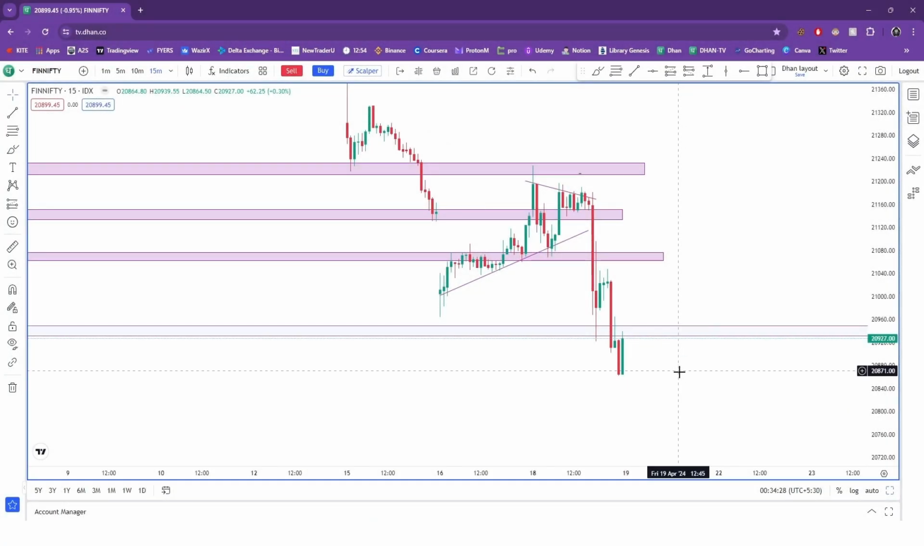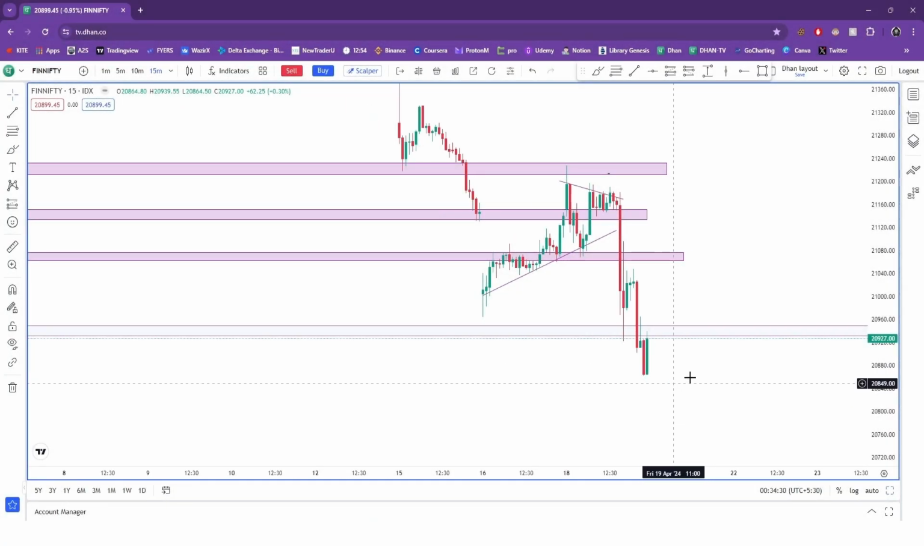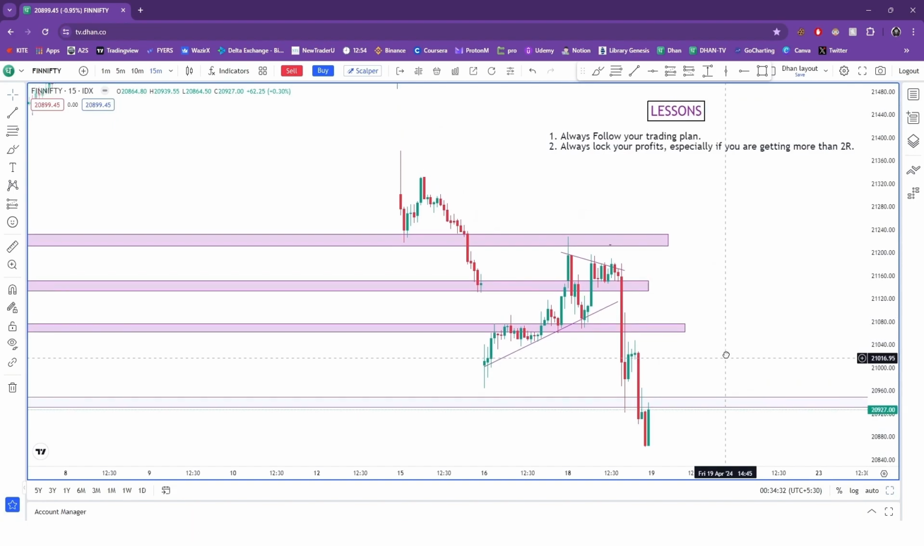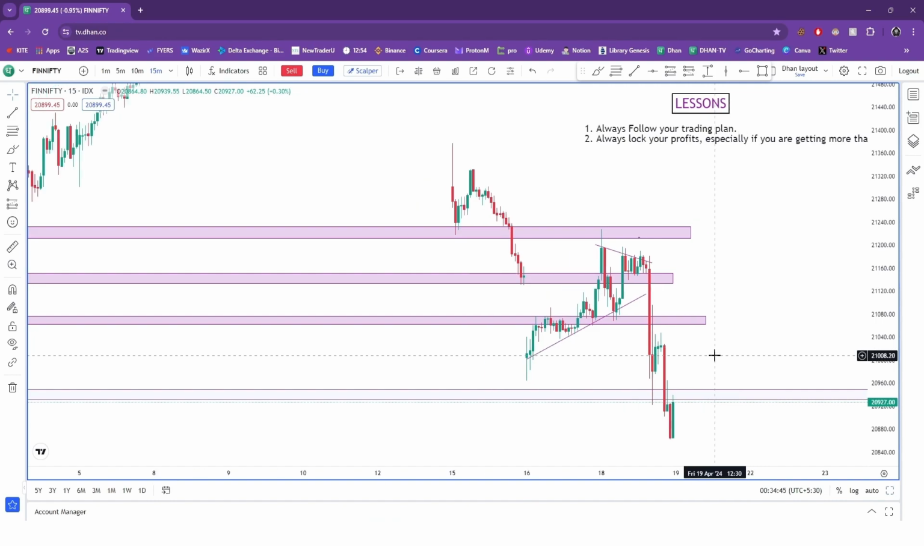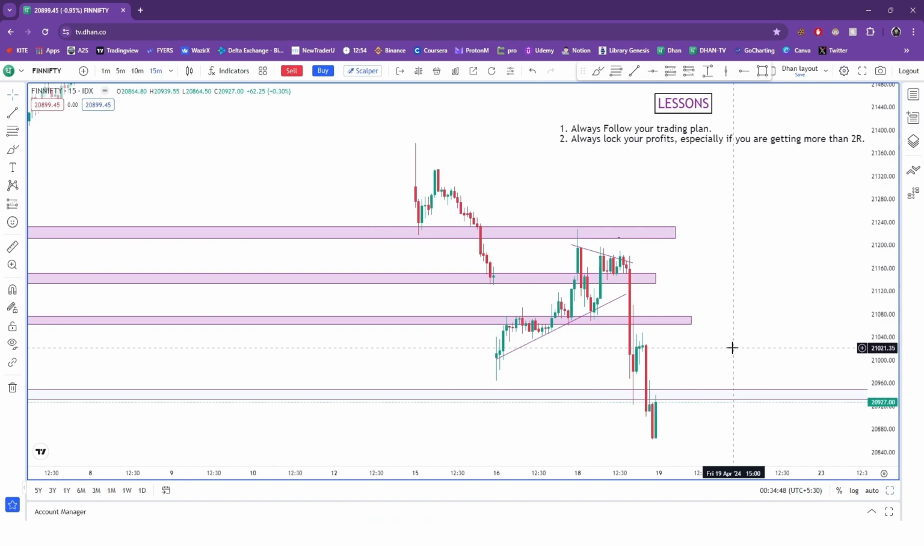What have we learned from today's trading session? The first thing we learned is to always follow your trading plan, and second, always lock your profits. Especially if you are getting more than 2 times your risk, then always try to lock your profits. These are the two things that I learned today.